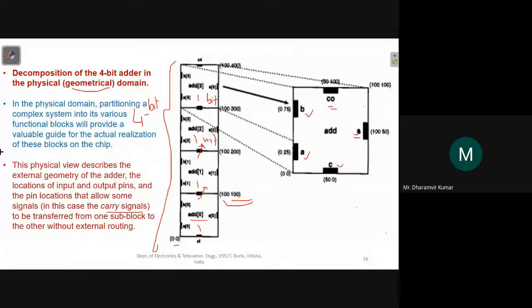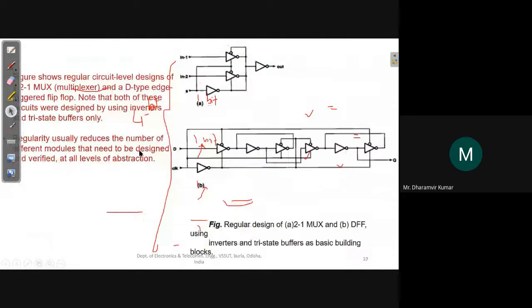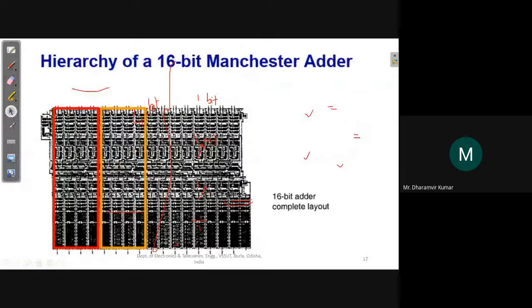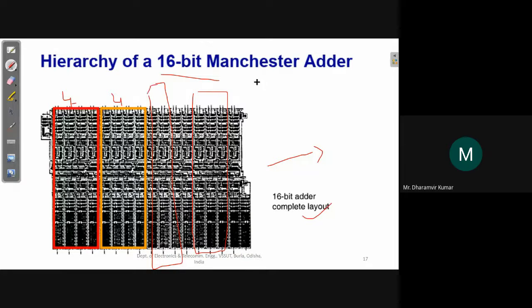So this is the geometrical domain representation, and just look here at the hierarchy of a 16-bit Manchester adder. And this is the actual layout which will be sent for fabrication, in the foundry in the company. This is a 4-bit block, this is a 4-bit block, this will be a 4-bit block, and this will be a 4-bit block. So in total it will be a 16-bit adder.